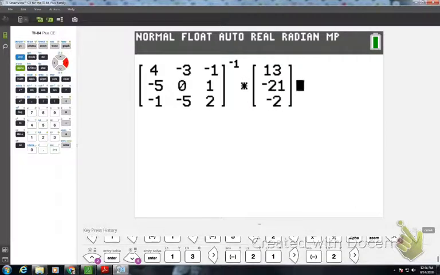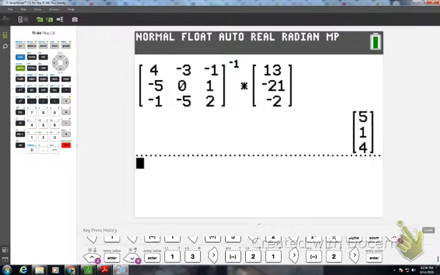All right, cursor to the right, hit enter, and that is our solution. The x coordinate is 5, the y coordinate is 1, the z coordinate is 4. All right, so that does it for the matrices.